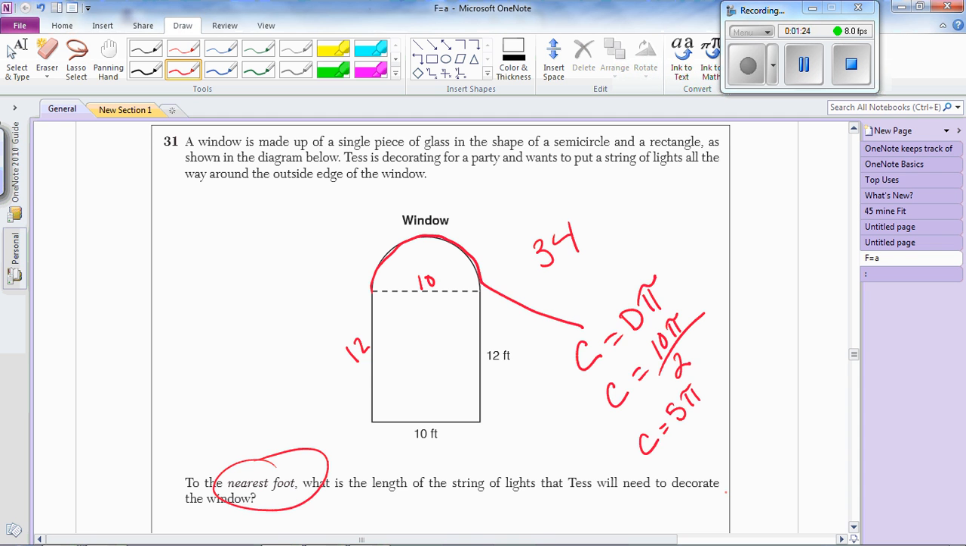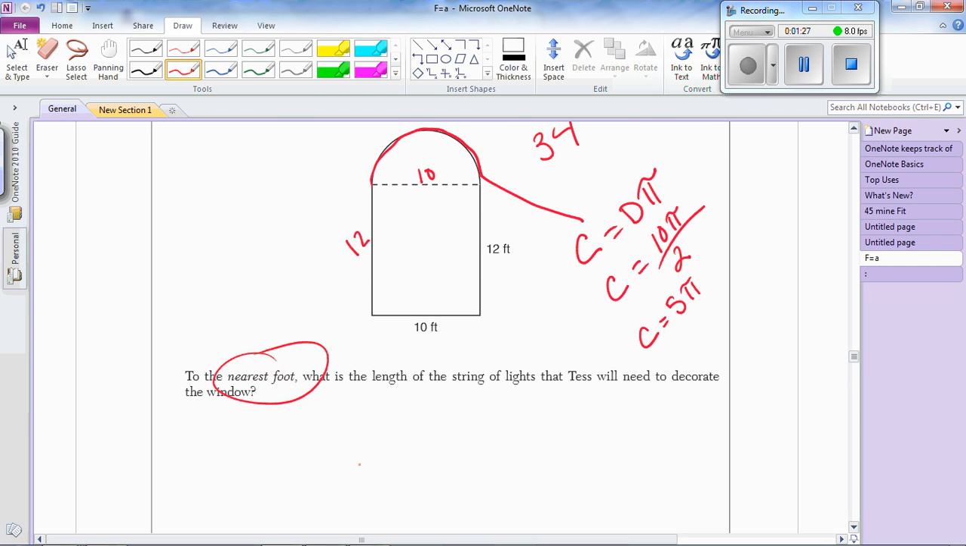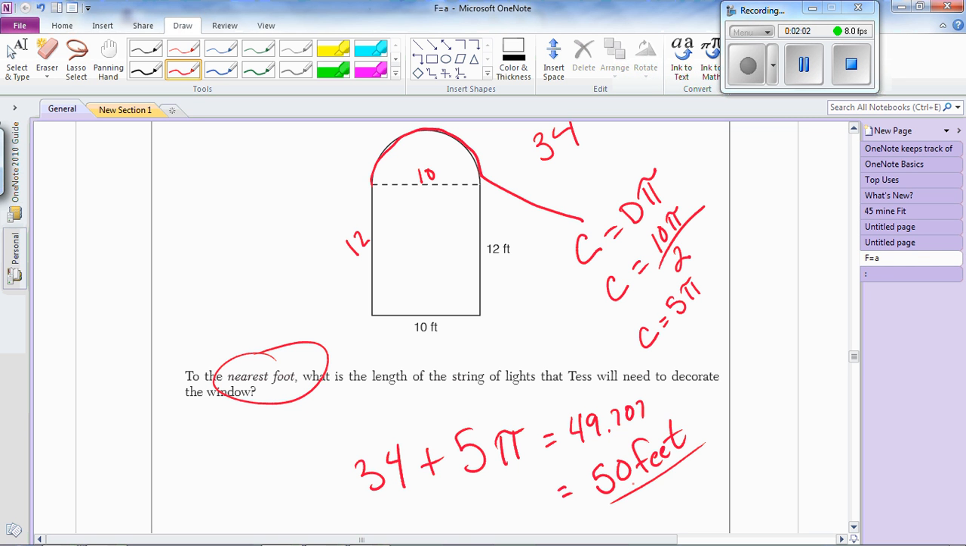So in our calculator, we would have to type in 34 plus 5 pi. I have a calculator now, so I'm in better shape. Of course, everything I type's not really going in. 34 plus 5 pi, 49.707. If I buy 49, that's not enough, so I need 50 feet. Alright, done with one.